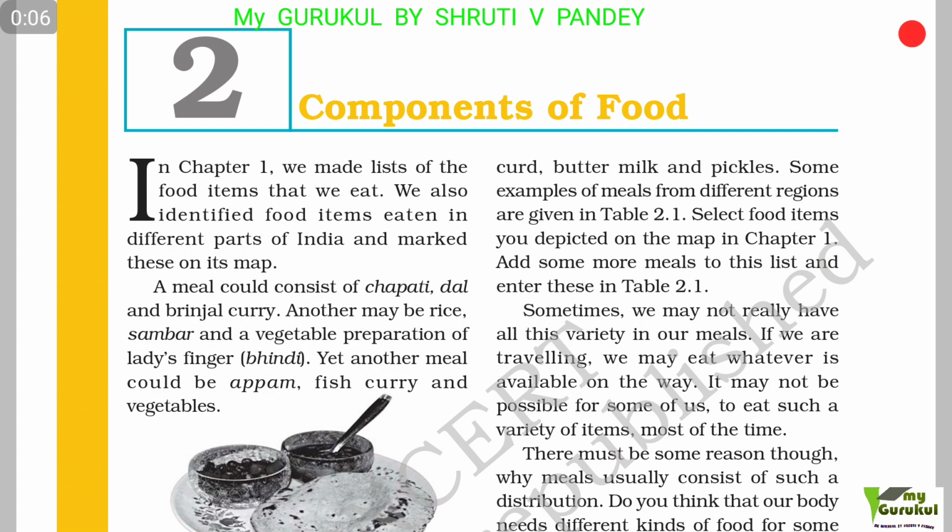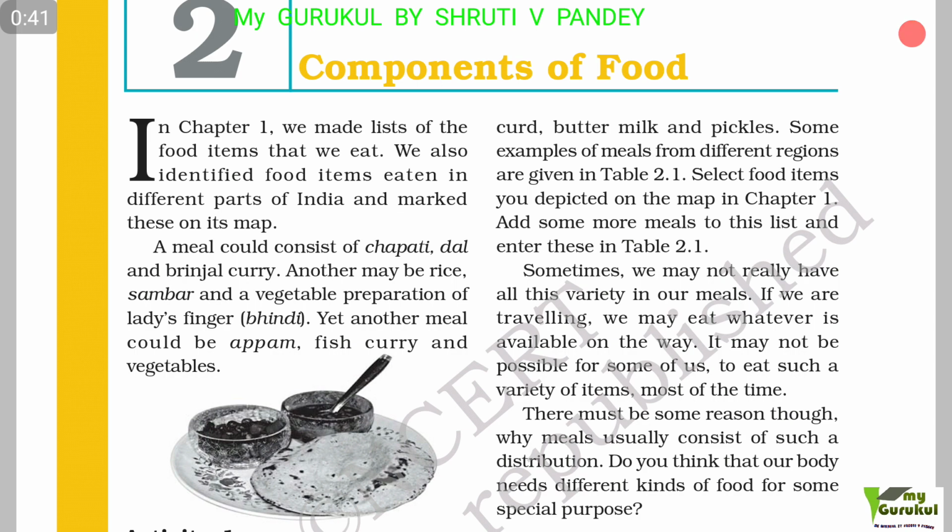In the last video, we learned chapter 1, and in that chapter we made lists of the food items that we eat. We also identified food items eaten in different parts of India and marked these on its map. Now a meal could consist of chapati, dal and brinjal curry. Another may be rice, sambar and a vegetable preparation of lady's finger. Yet another meal could be appam, fish curry and vegetables.